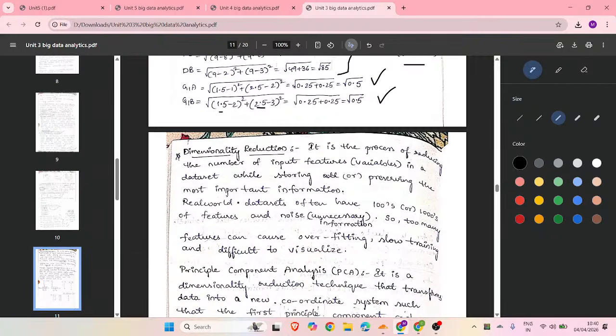And moving on to another topic, which is dimensionality reduction.